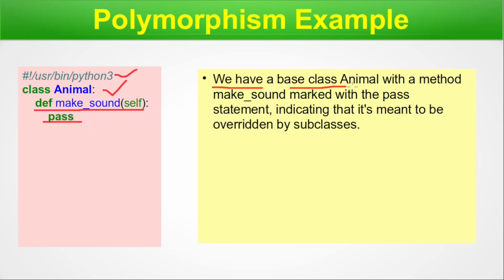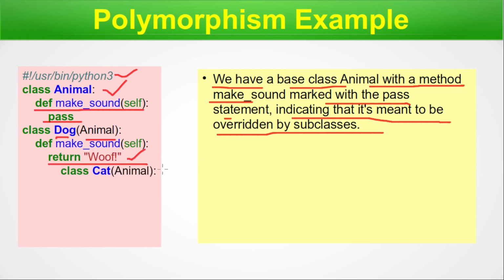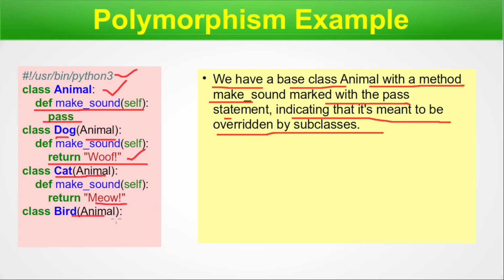We have a base class Animal with a method make sound, which is marked with the pass statement, indicating that it is meant to be overridden by the subclasses. So in the subclass, we write a Dog, which is a subclass of Animal. In that case, make sound is correctly defined. We return woof, the dog sound. For Cat, which is a subclass of Animal, we define make sound as meow, and for Bird, which is a subclass of Animal, we define make sound as tweet. So the dog says woof, the cat says meow, and the bird says tweet.